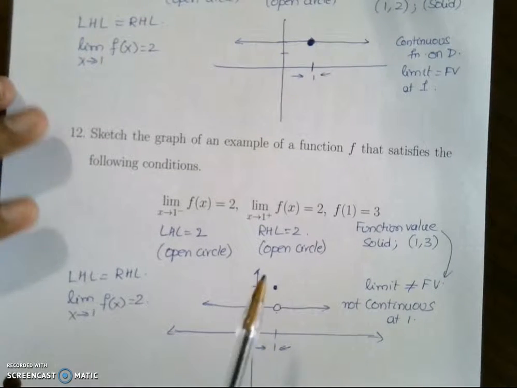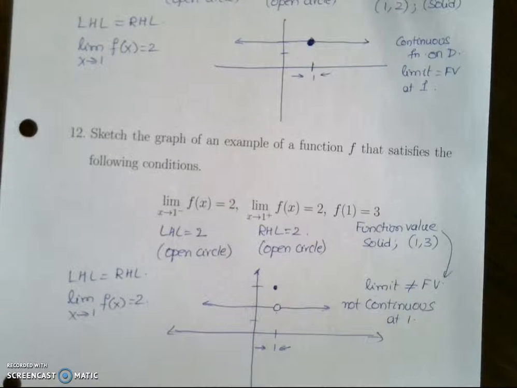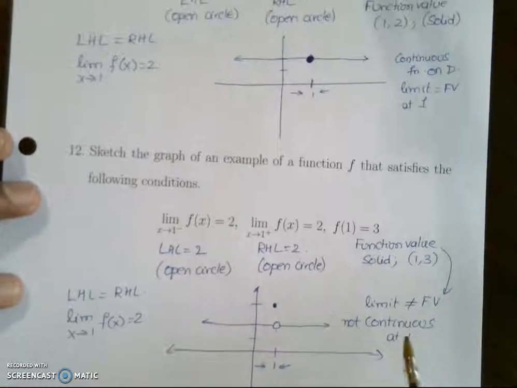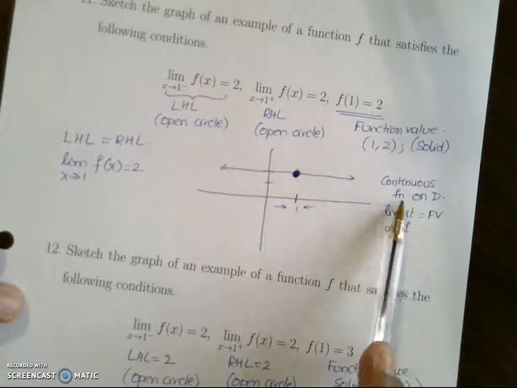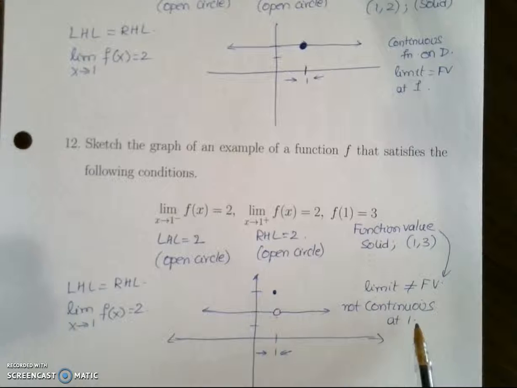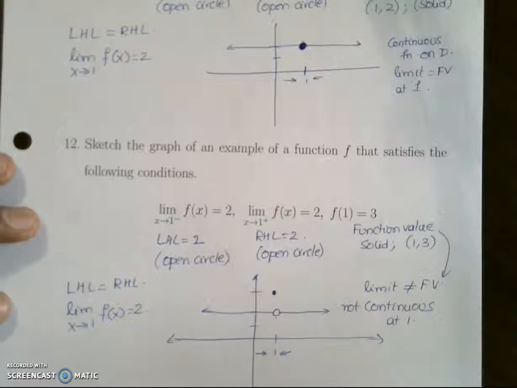I hope you are now able to sketch the graph of a function based on the information given to you. Also notice that the left hand limit, the right hand limit and the limits are represented by open circles. The function value is represented by a solid. It was not required, but we went ahead and discussed that when the limit is equal to the function value, you get a continuous function at that point. When the limit is not equal to the function value, you get a discontinuous function at that point.